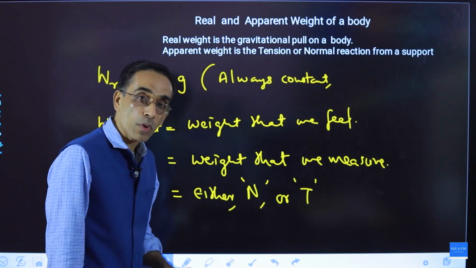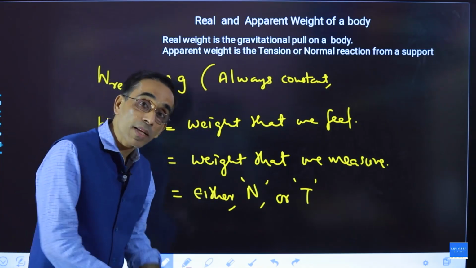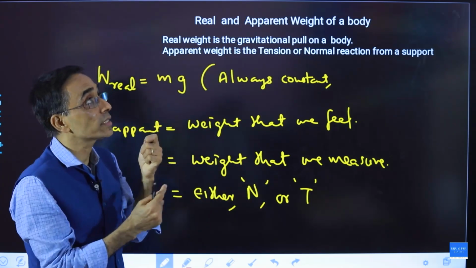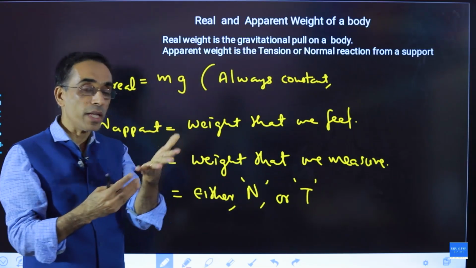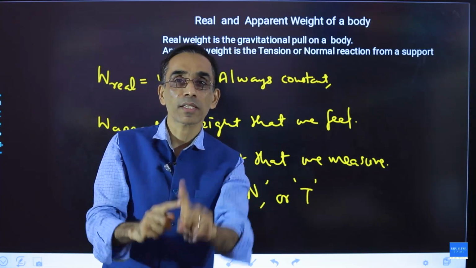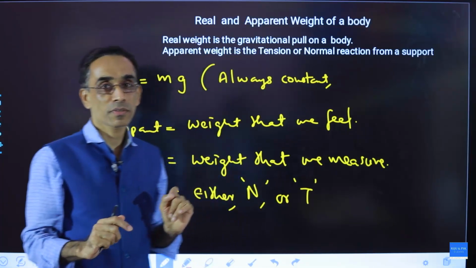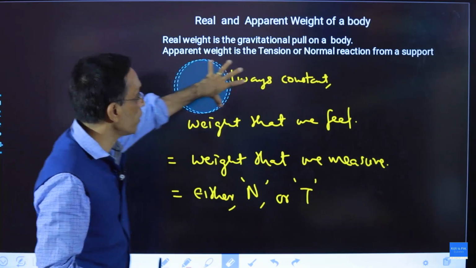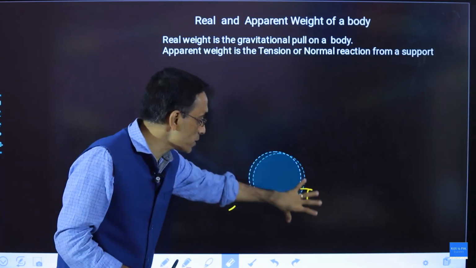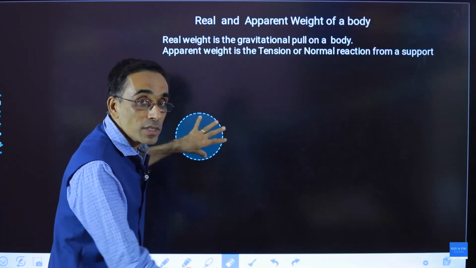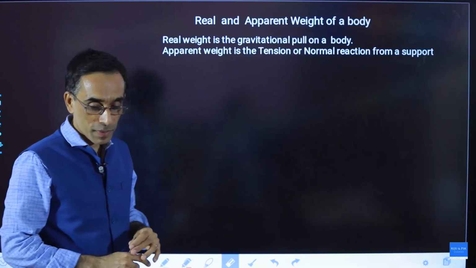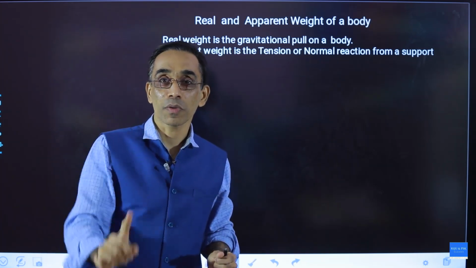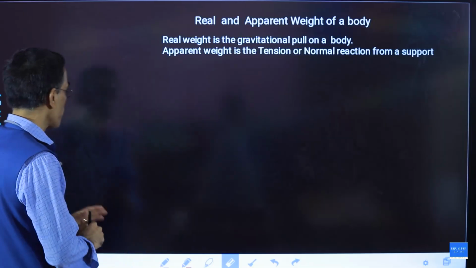If you are standing on the floor, the weight that I feel right now is the normal reaction. If I am hanging on a cable, the weight that I am feeling is the tension. The weight that you measure anytime, anywhere is the normal reaction or the tension, not the gravitational force. Important idea. Arey bachcho, what did I tell you now? The weight that you experience is not your weight. It is a reaction from the support. That means even your weight is not yours. It is from the support.